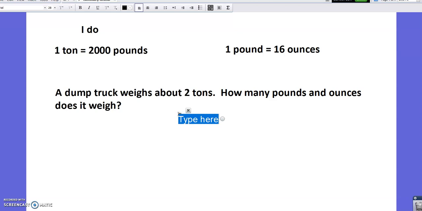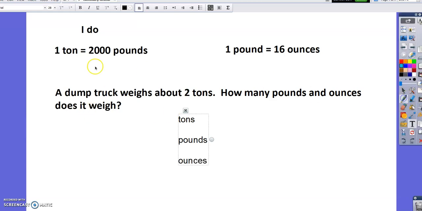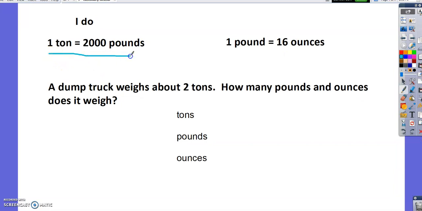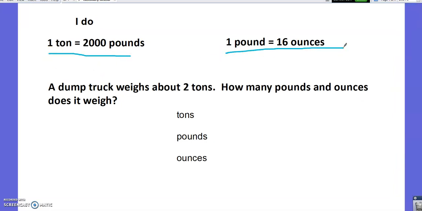So I like to list all my units like I taught you yesterday, whether or not I'm going to use them. So the largest is tons, the next largest is pounds, and the lowest is ounces. And notice you've got the conversions up here. You rarely will have to have these memorized. These will be given to you, so you don't have to remember.